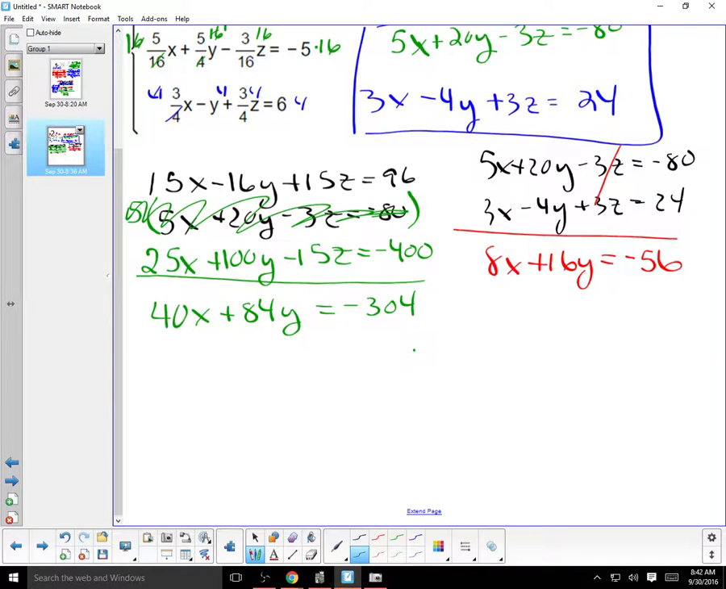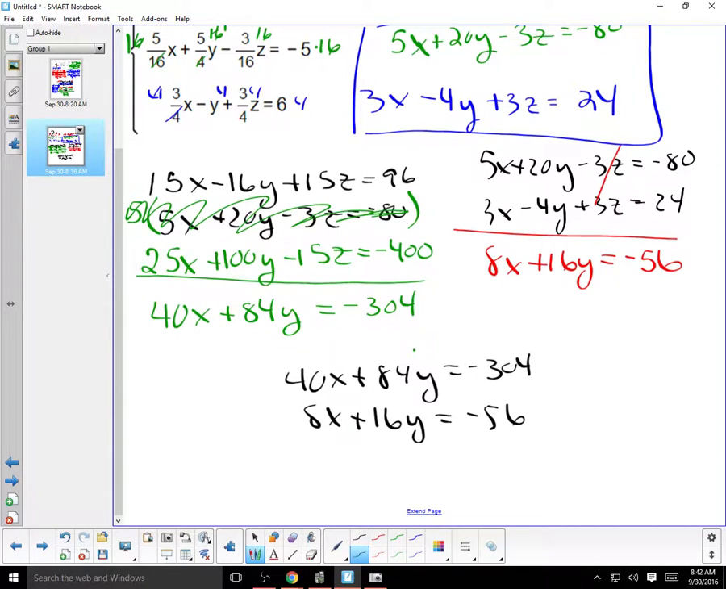All right. So 40x plus 84y is negative 304. See how to watch. Remember I was telling you about that? If I start getting lower, it's going to get really crazy. All right, cool. This is an 8.